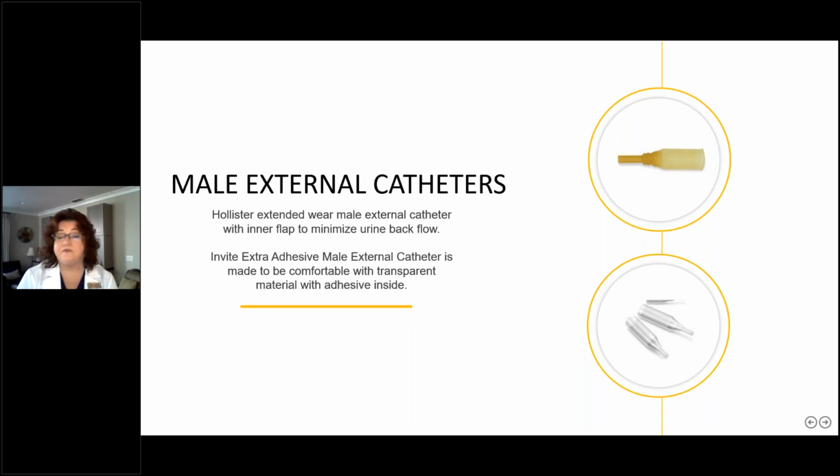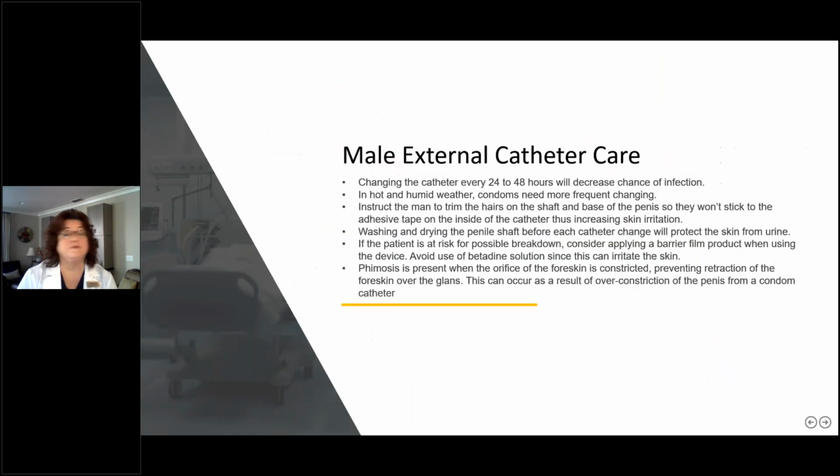So for male external catheter care, changing them every 24 to 48 hours will decrease the chance of infection. And it may need to be changed more often depending on the weather, whether it's hot and humid or not. Also, again, you want to trim the hairs on the shaft and the base of the penis so they don't stick to the adhesive. It's very painful when you try to take those off.